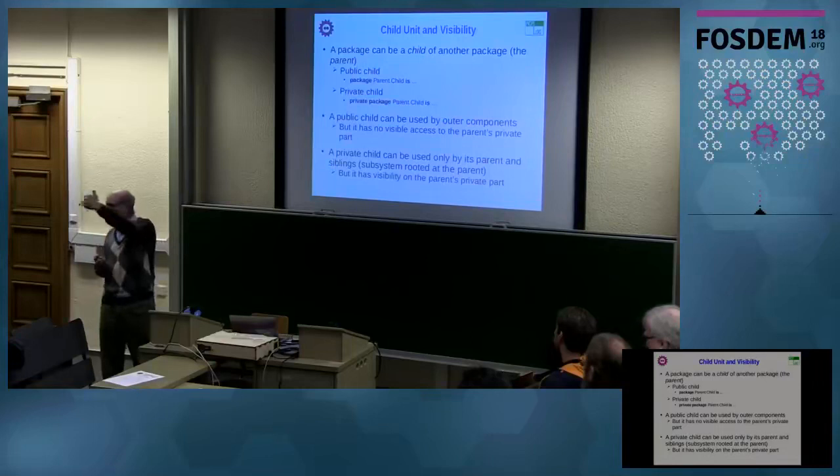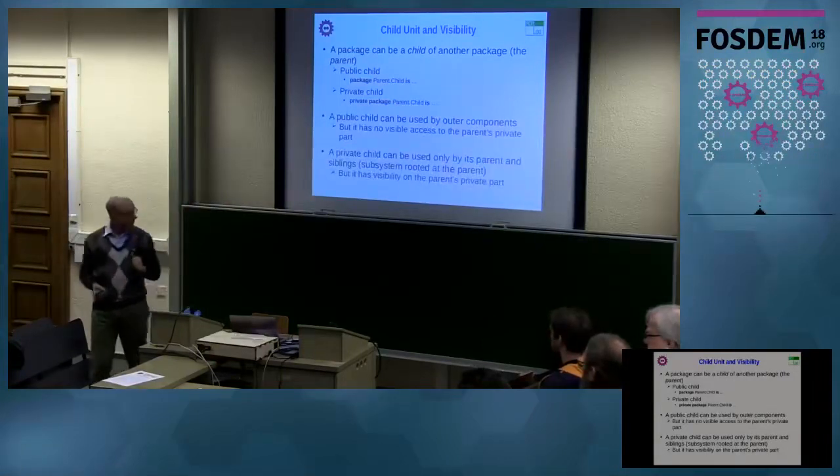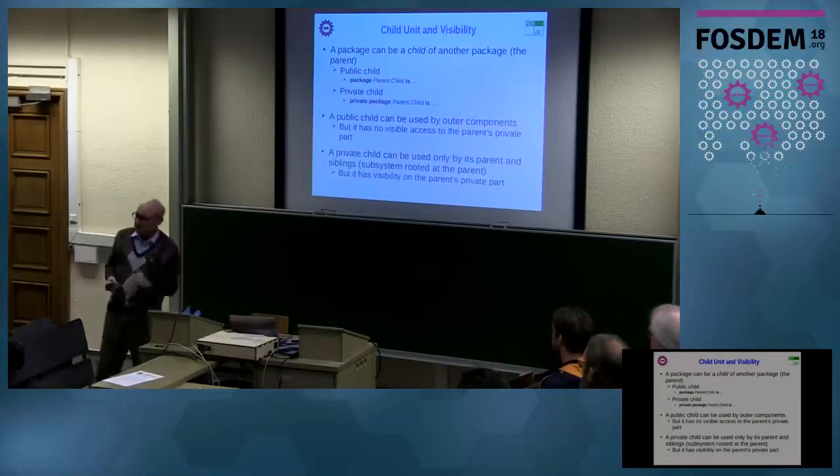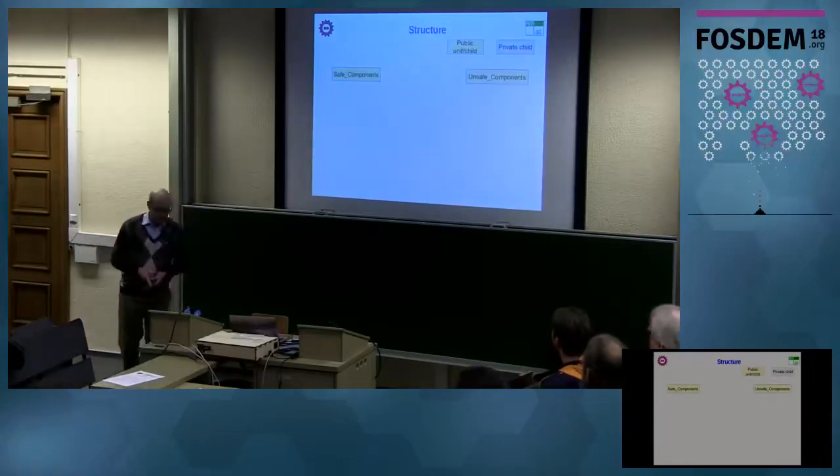The outside world, outside of the parent, it's a kind of subsystem. Outside of the parent, you cannot use a private child. But on the other hand, the private child has visibility on the whole parent, including the private part. So this is how it was used.